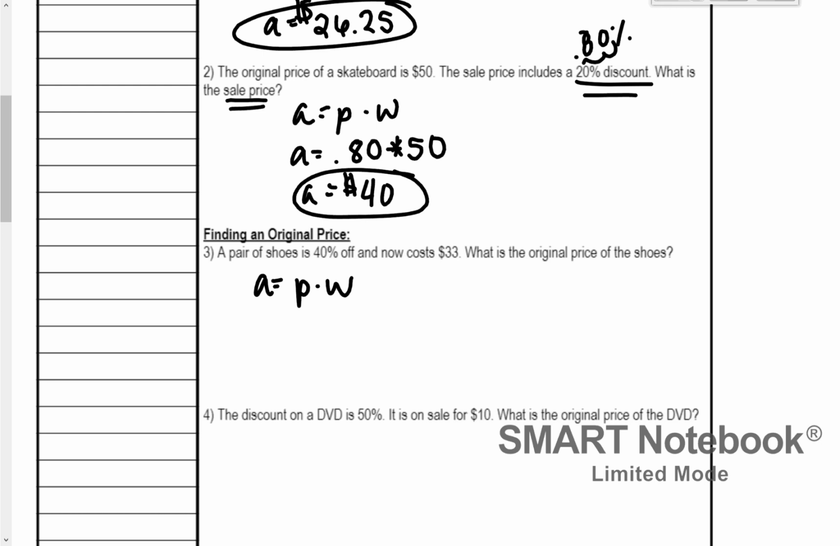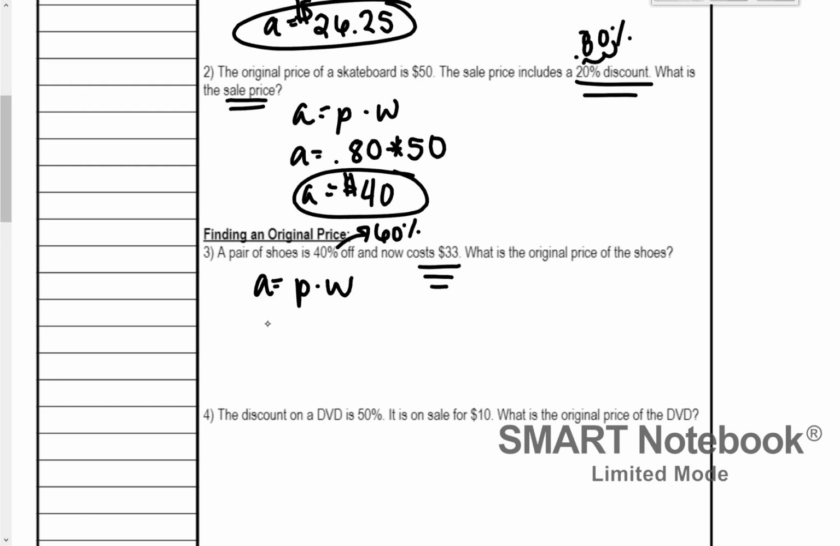The pair of shoes is 40% off and now costs $33. What is the original price of the shoe? So this is the price that you'd be paying. That's what it costs now. So we need the percent that we're paying, because if we fill the 40% into our equation, 40% times the original cost does not equal $33. Okay, 60% times the original price equals $33, because 60% is what we are paying and $33 is what we'd be paying.